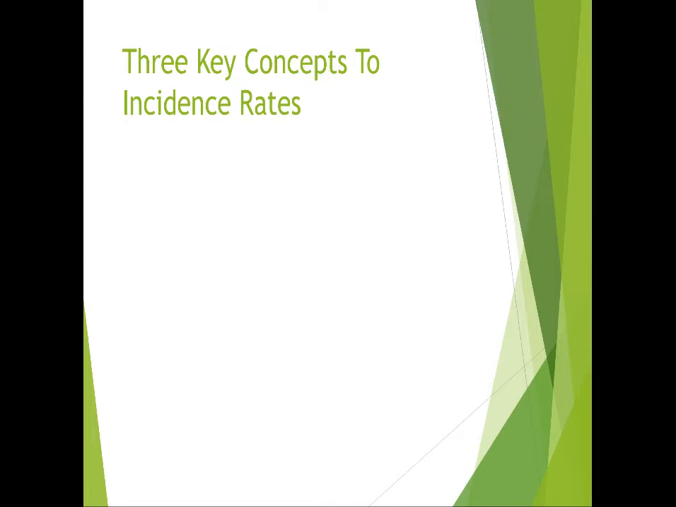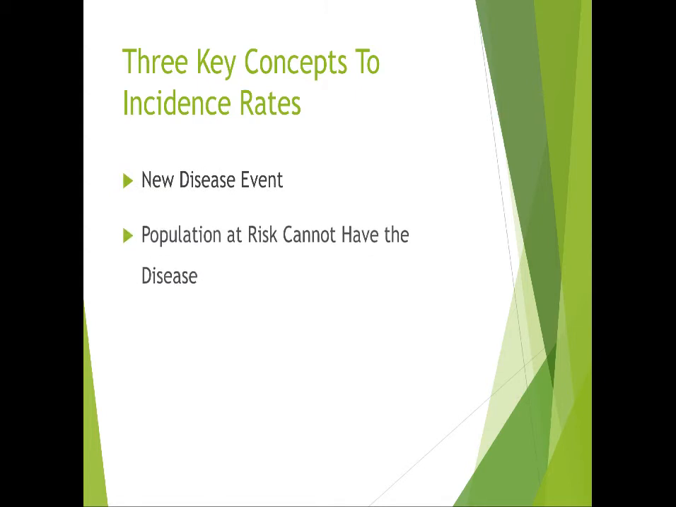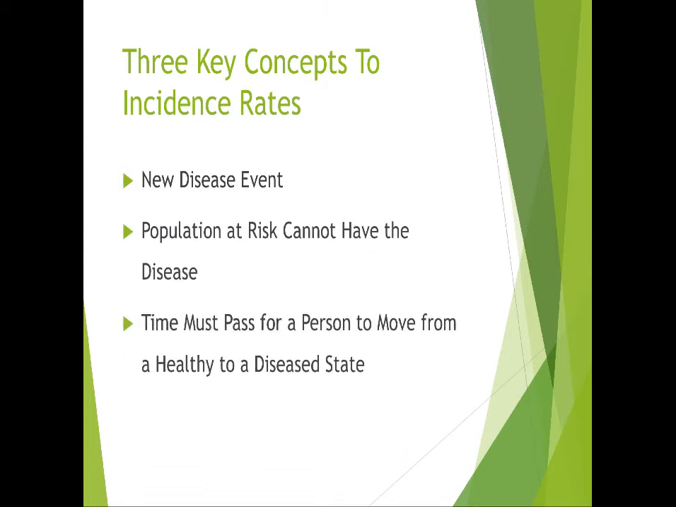This is a very important slide since it gives you the key concepts that need to be met in order to include individuals in our calculation for incidence rates. We only count in the numerator new cases of disease. The denominator, which is the population at risk, cannot include persons with the disease, and of course time is required for individuals to transition from one stage to another.